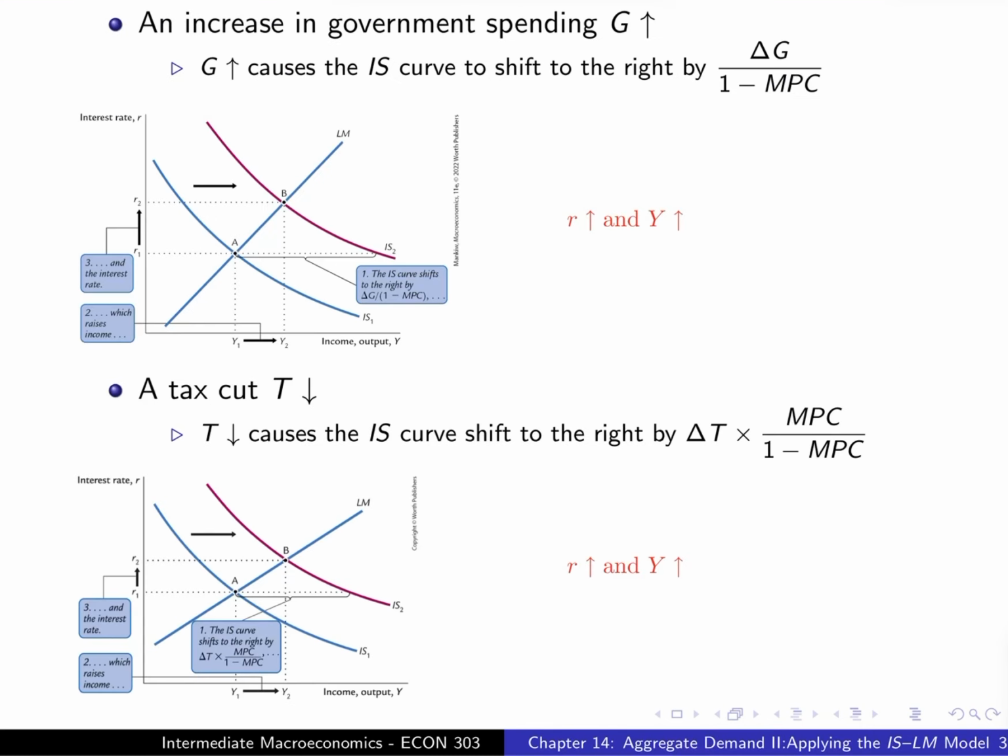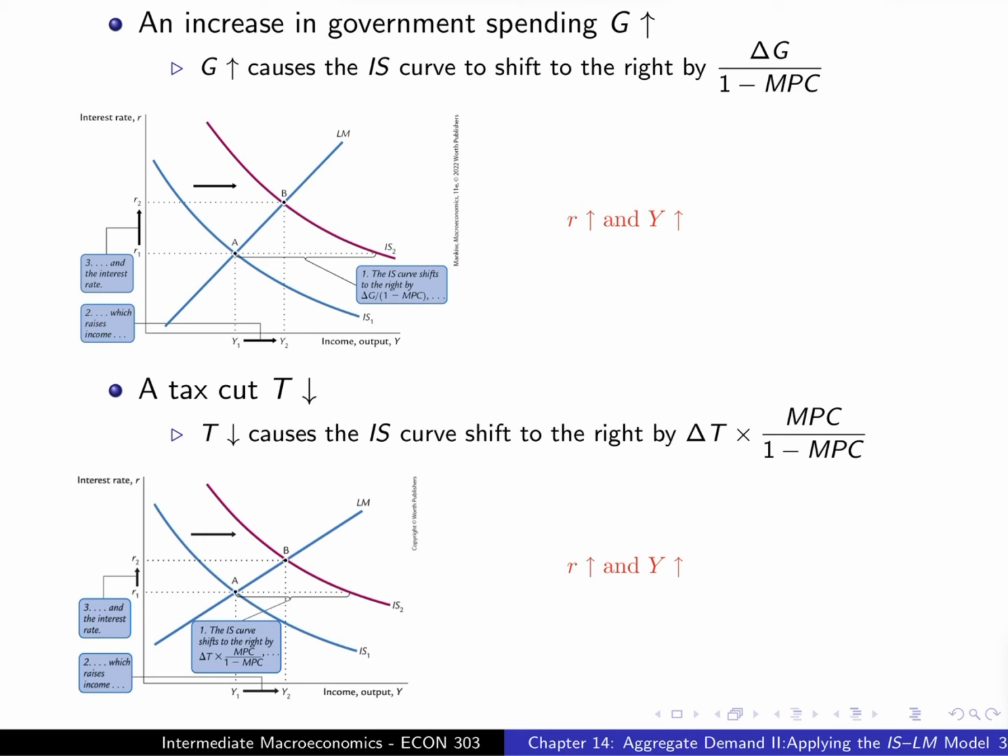We are now examining how fiscal policy affects the IS curve. 1. An increase in government spending. An increase in government spending shifts the IS curve to the right. The size of the shift is given by delta G over 1 minus MPC. As a result, R increases and Y increases. Step 1, the IS curve shifts to the right by delta G over 1 minus MPC. Step 2, output increases from Y1 to Y2. Step 3, the interest rate rises from R1 to R2.